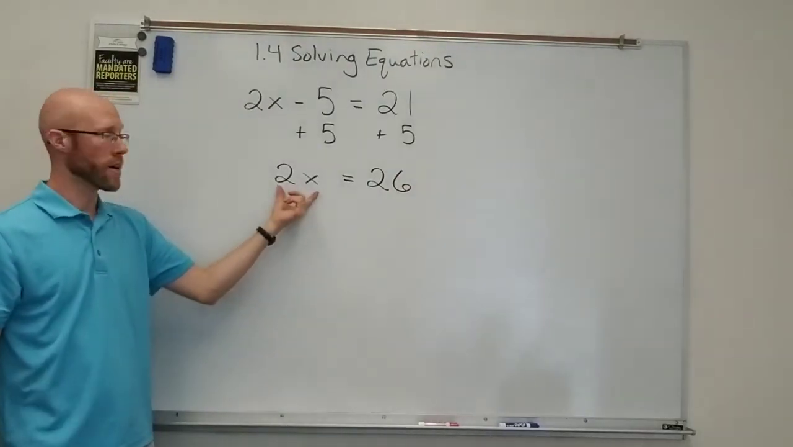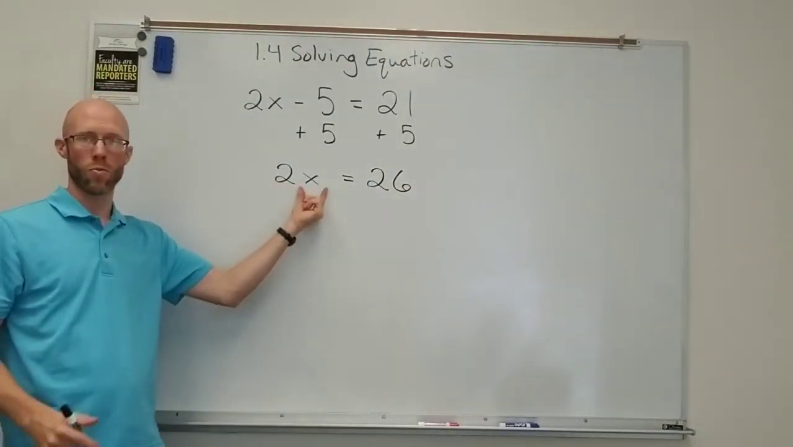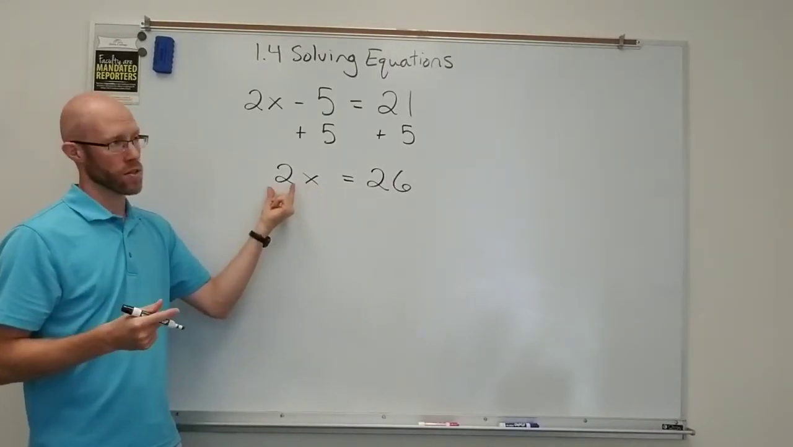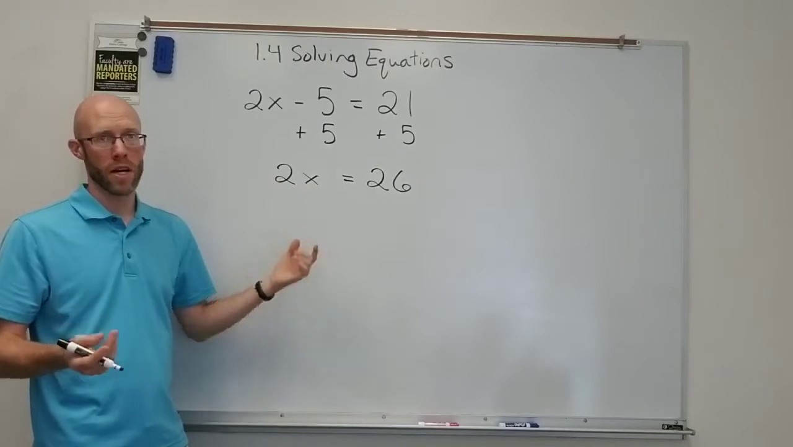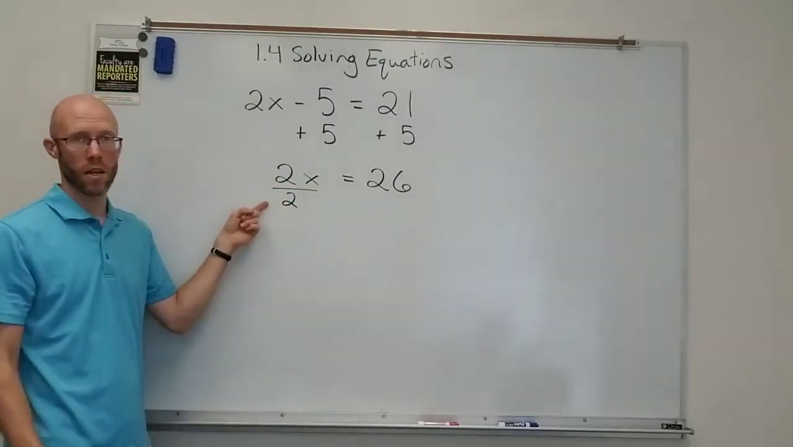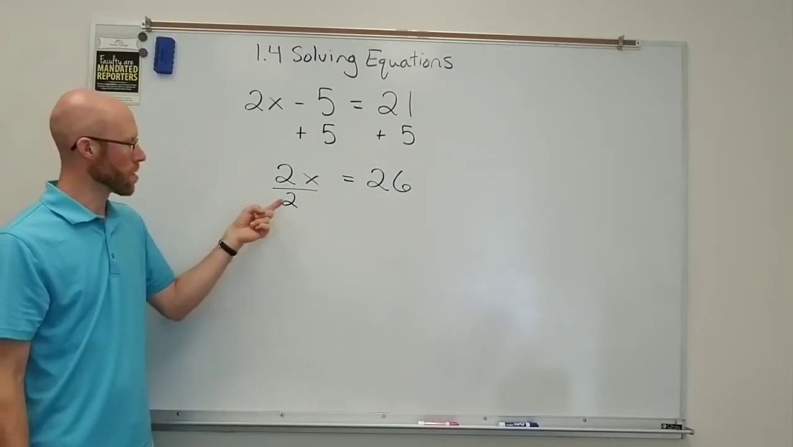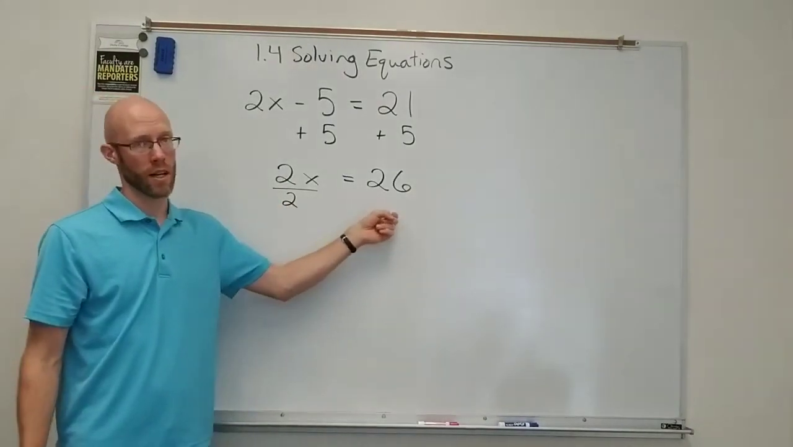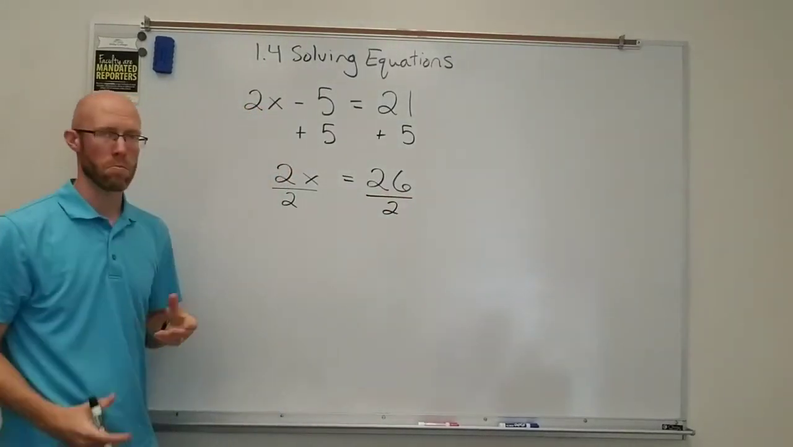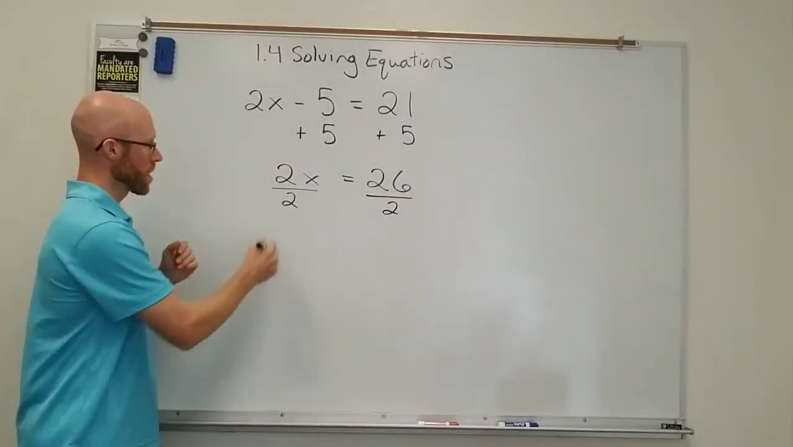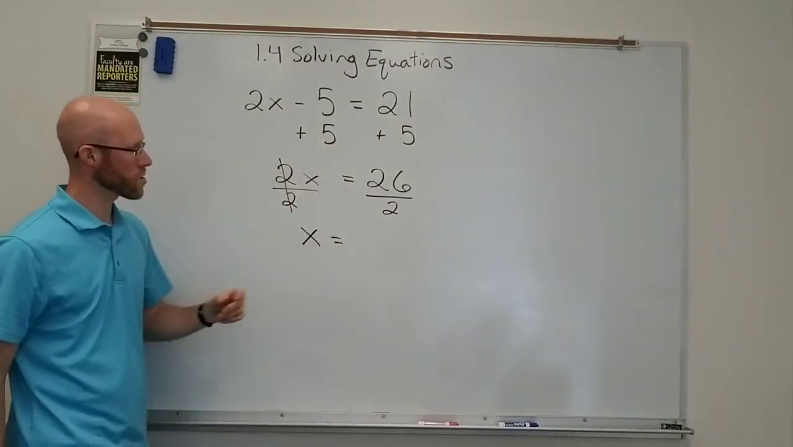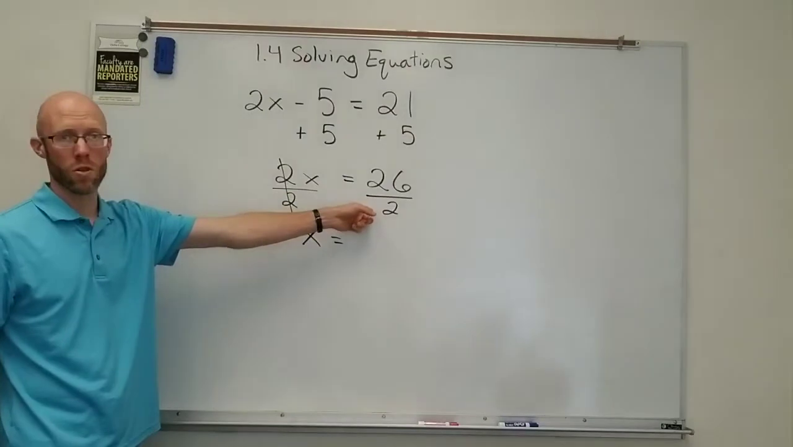Then, instead of a 2x, I really only want to know what 1x is equal to. So, how do I turn a 2 into a 1? Well, I divide it by itself, right? So you divide by 2. They cancel out. 2 divided by 2 is 1. But if I divide the left side by 2, I've got to divide the right side by 2. So you divide both sides of the equation by the same thing. The 2's cancel on the left. You're left with just an x. And of course, 26 over 2 is 13.